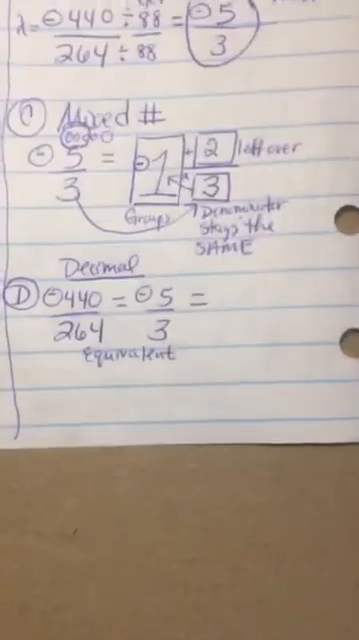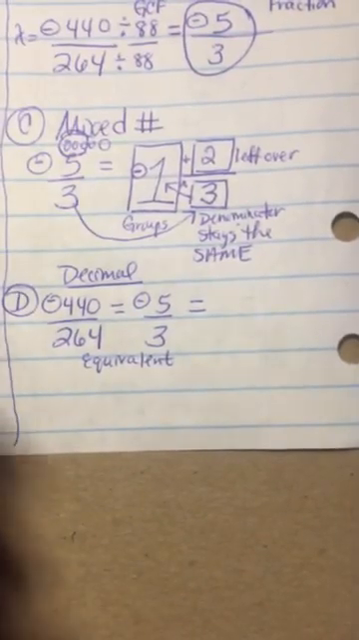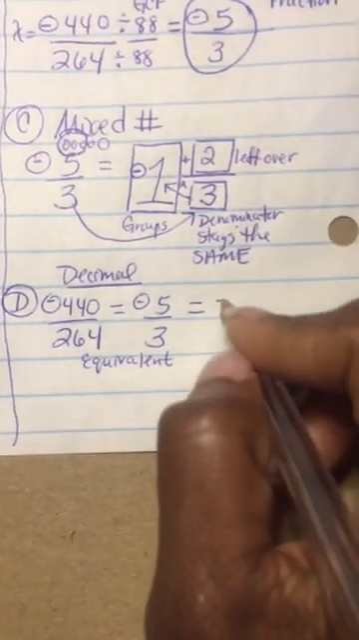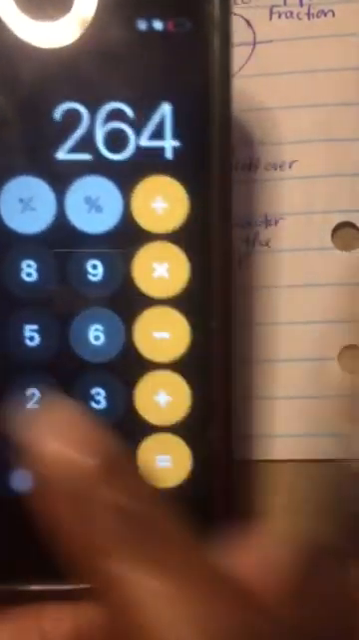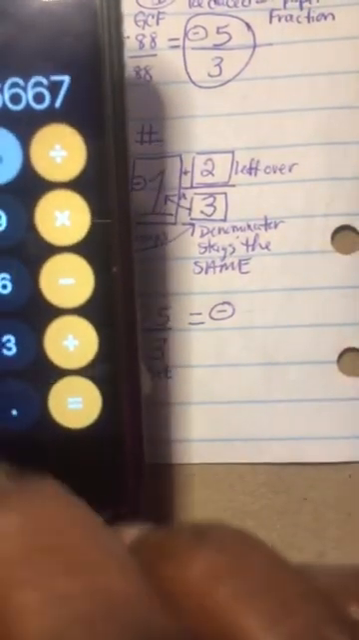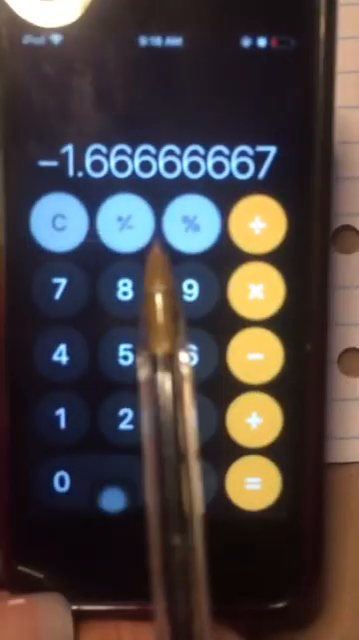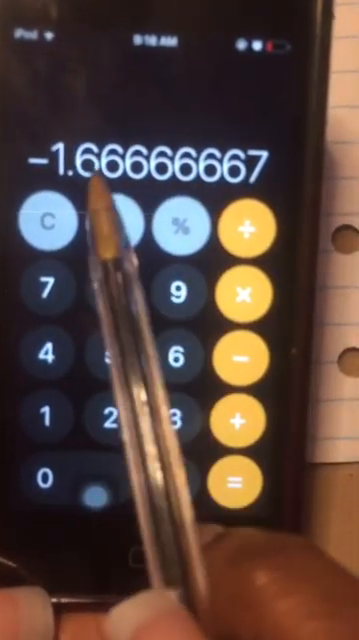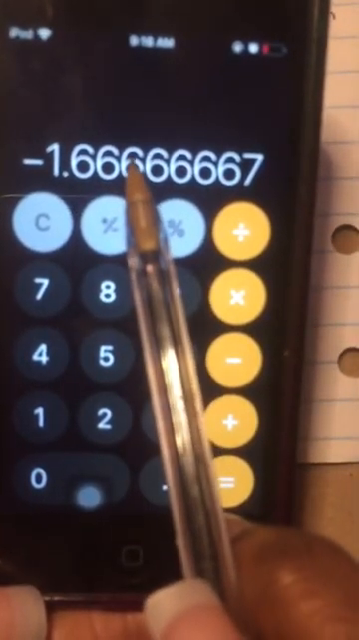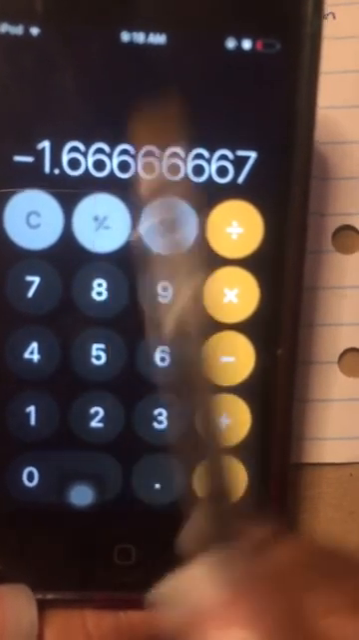So I'm going to take my calculator and I'm going to do, and the answer is going to be negative, by the way. Make sure you keep that negative. I'm going to do 440, I'm going to put a negative sign in front, divided by 264. My decimal is negative 1.67. We're going to round to the 100th place. So that means 2 numbers. The third number determines. The 6 makes this 6 go to a 7.